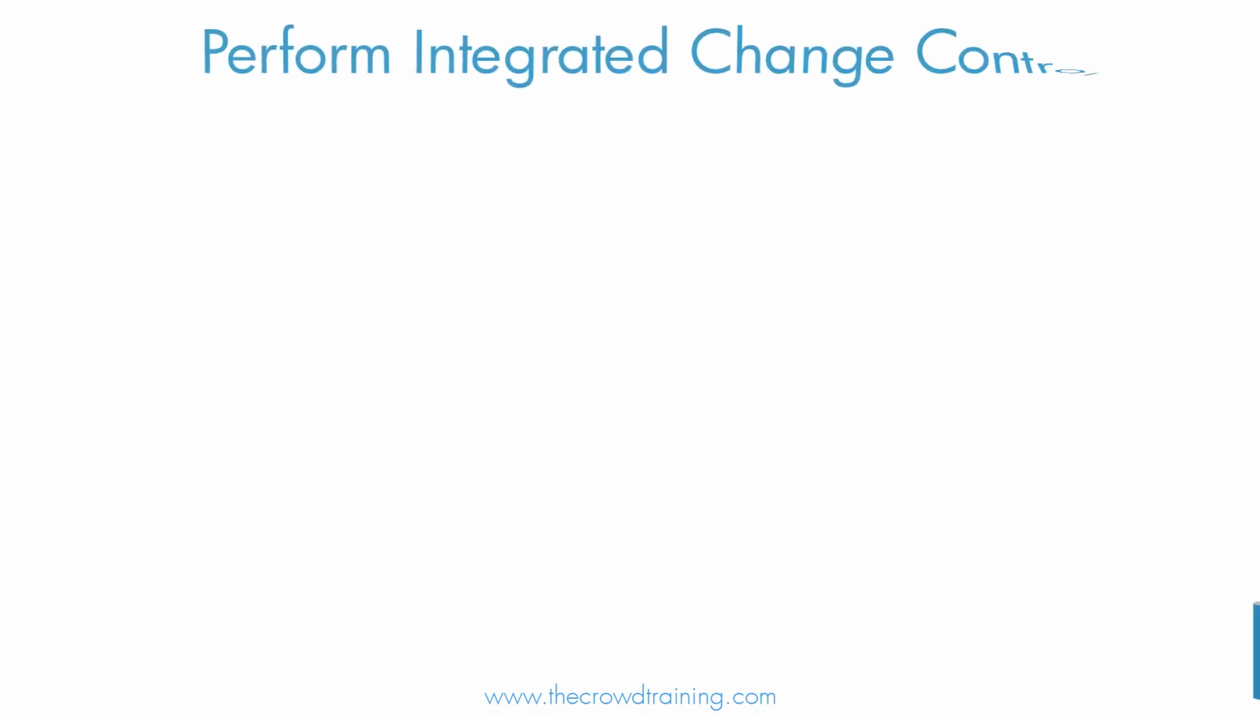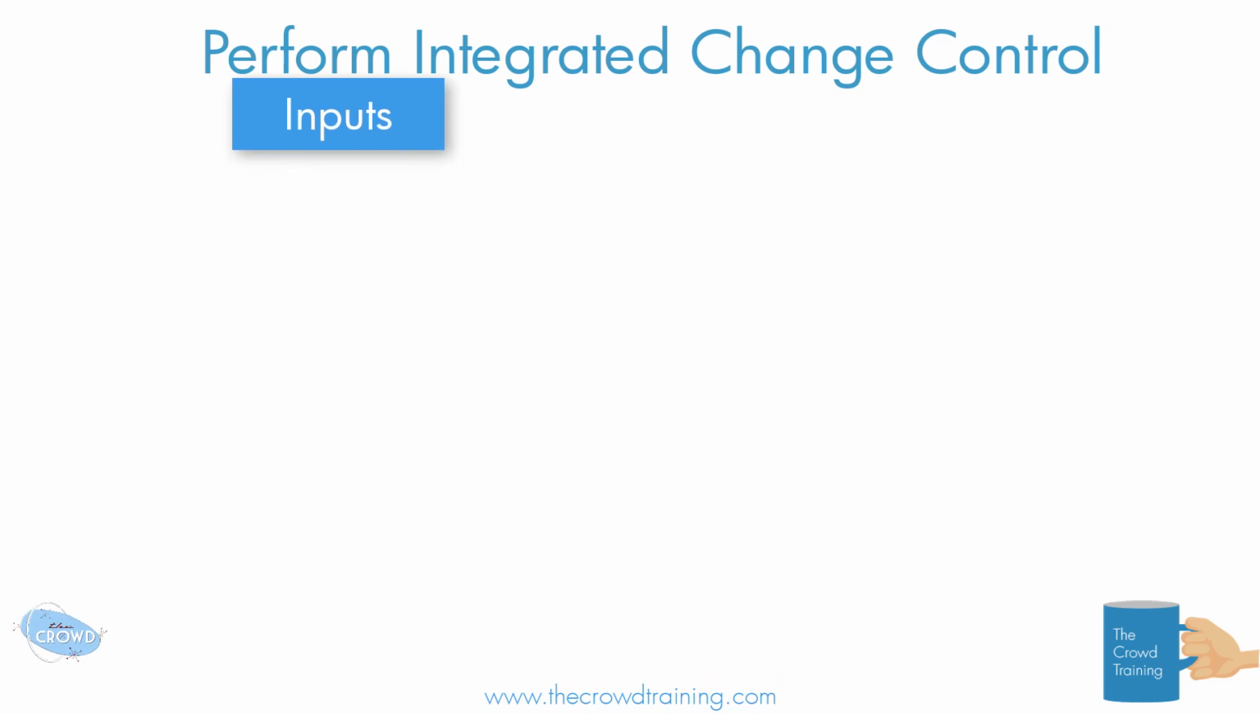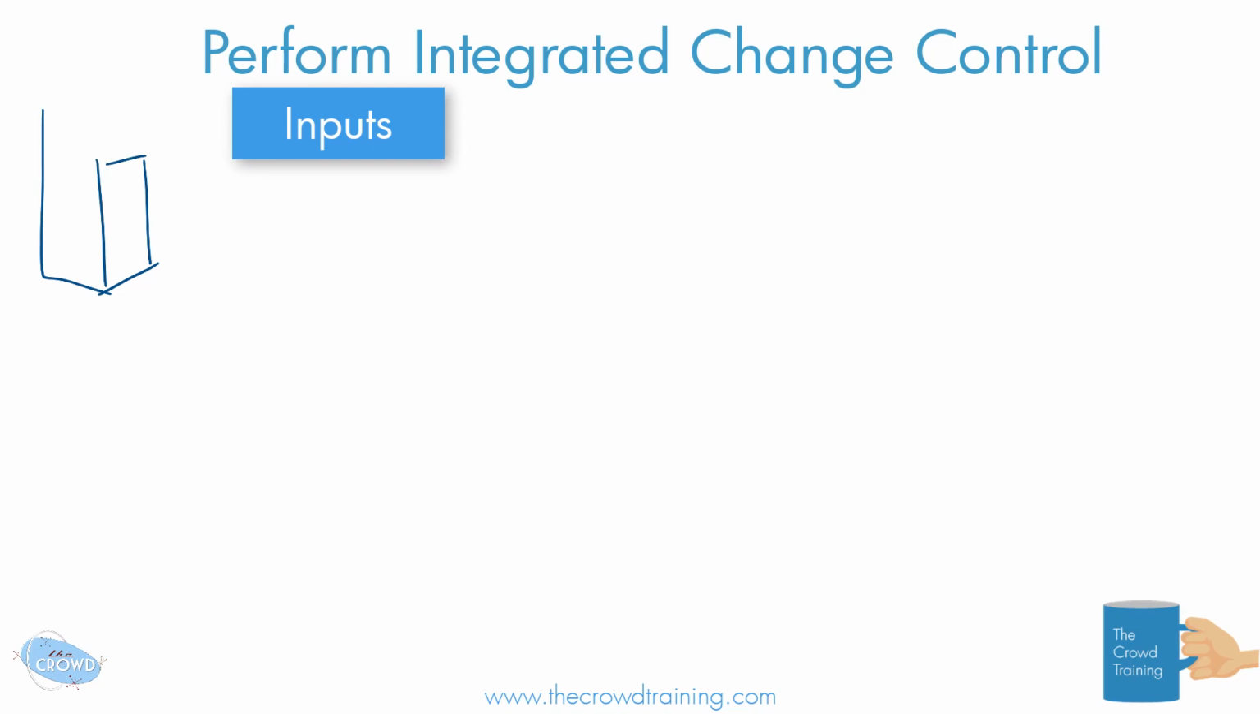Okay, so now that we have looked at the perform integrated change control process in the 6th edition of the PMBOK, let's go through the inputs, outputs, tools, and techniques one more time, starting obviously with the inputs. We have the project management plan, and I like to draw that familiar file folder that represents the project management plan, because there are lots of different plans in there, and we have to look at what was planned before we know what to change or why we want to change it.